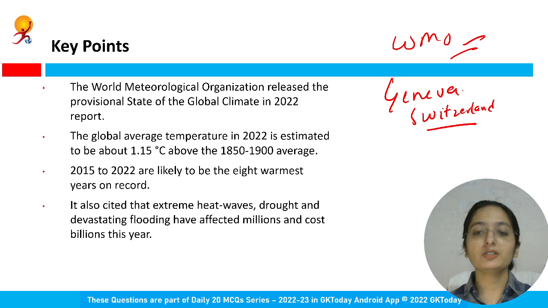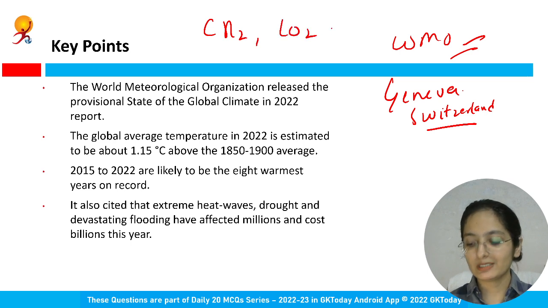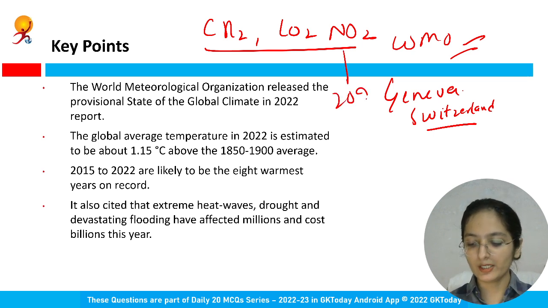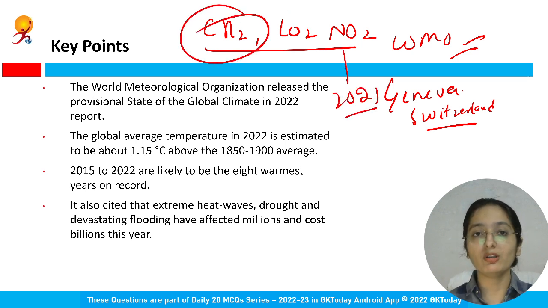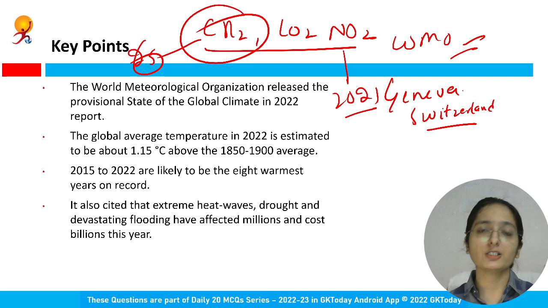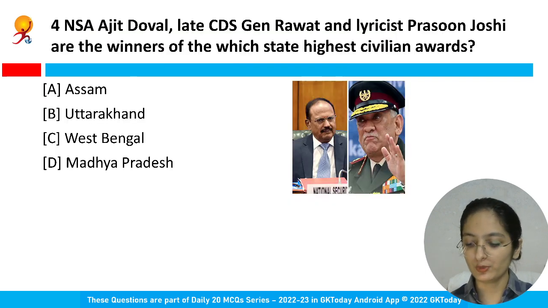Also, this report says, please do remember, that the 3 main greenhouse gases, that are methane, carbon dioxide, and nitrous oxide, were at all-time record highs in 2021. And methane is 25 times more potent than carbon dioxide gas. It is increasing at the fastest pace. So these were the certain key points with respect to this report.